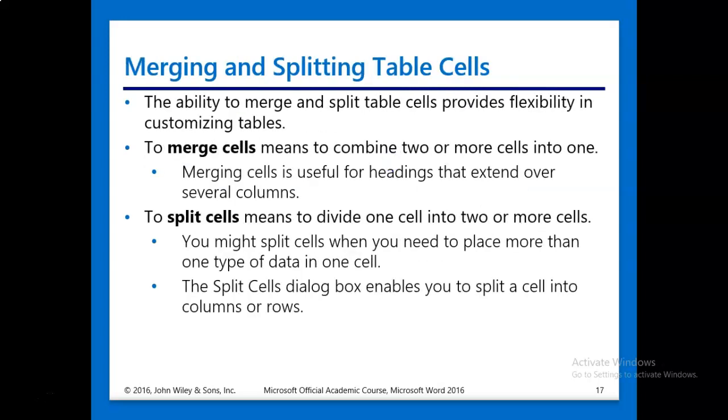Merging and splitting table cells. The ability to merge and split table cells provides flexibility in customizing tables. To merge cells means to combine two or more cells into one. Merging cells is useful for headings that extend over several columns. To split cells means to divide one cell into two or more cells. You might split cells when you need to place more than one type of data in one cell. The Split Cells dialog box enables you to split a cell into columns or rows.